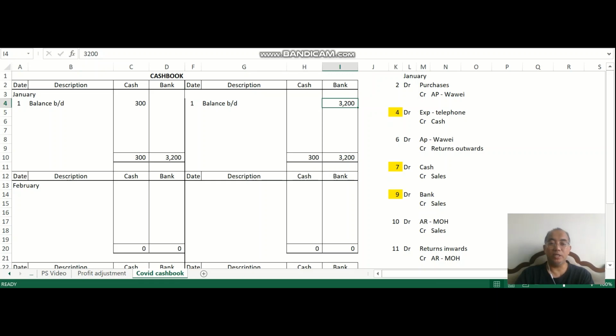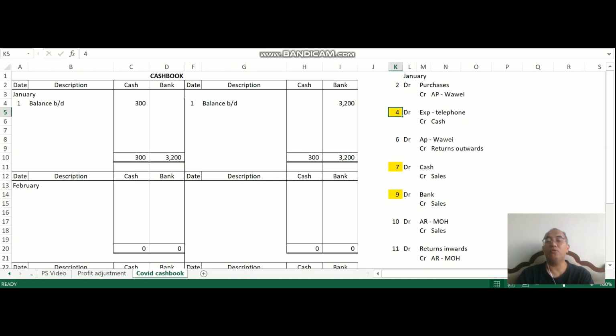This is not debit, credit. Both cash and bank here are debit, and both cash and bank here are credit. Okay, now let's go straight to the question and see how we put the answers.